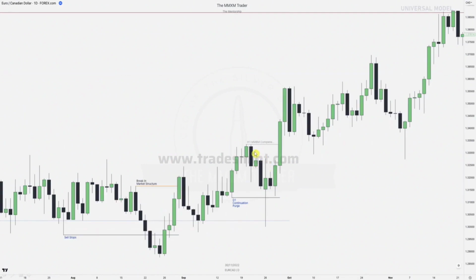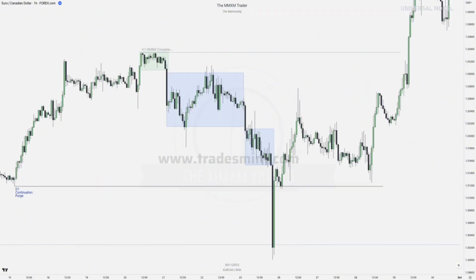This is our intermediate term perspective, right? So in this area over here lies our opportunities once we go into our short-term perspective, and our short-term perspective on this occasion is the 1 hour time frame. So over here we've got the Euro Canadian dollar 1 hour chart, right? We're going to go over what we see over here.